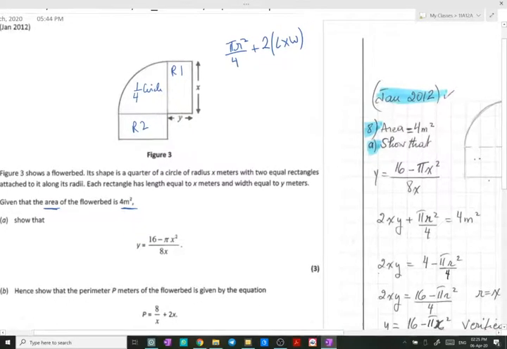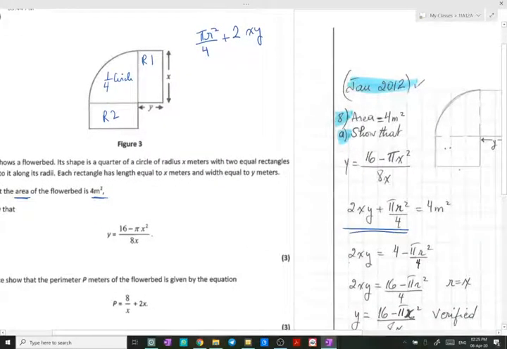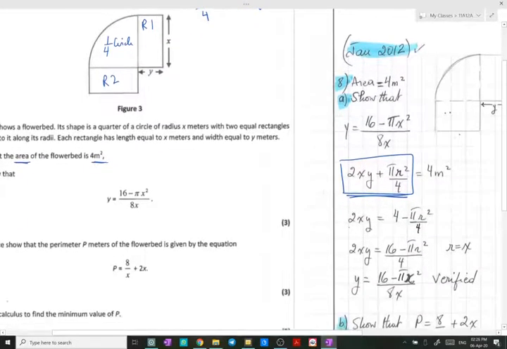So to replace the length, it's x, and the width is y, so this is 2xy. So this is what we have here. The area of the flower bed is equal to 4 meters squared, given, and we found the expression of the area. So now we need to have y as the subject and the rest on the other side in order to reach what they want us to verify.